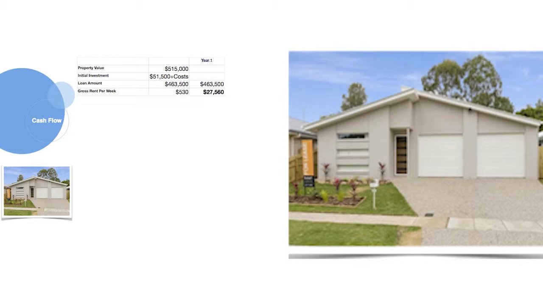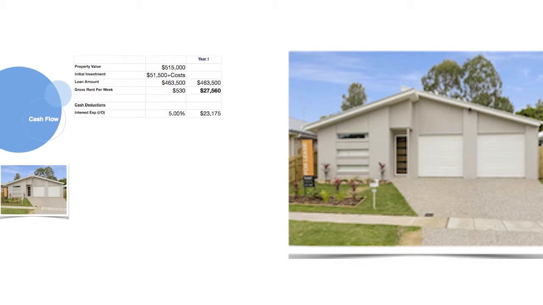It'd be great if it stopped there, but unfortunately it doesn't. A property investment is also going to have costs. The first cost and the biggest cost, without a doubt, is the interest expense. To keep the numbers easy, I'm using an interest-only arrangement, and I've used a 5% interest rate, which is slightly above where interest rates are currently sitting. But it's important to be conservative with the numbers you use in these cash flow reports. So 5% on the loan means it costs $23,175 of interest per year.